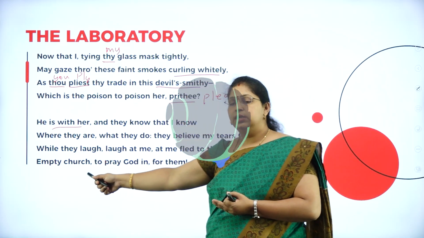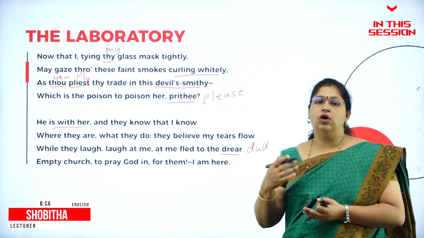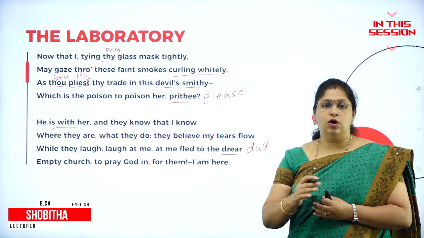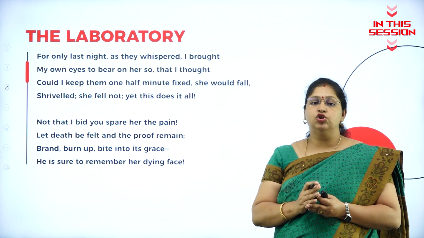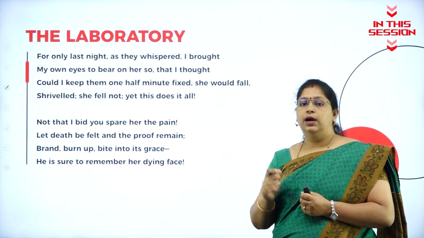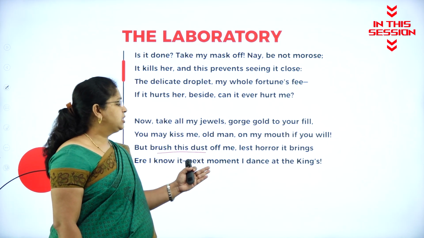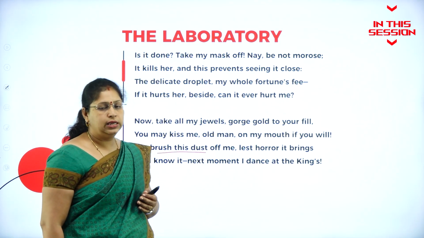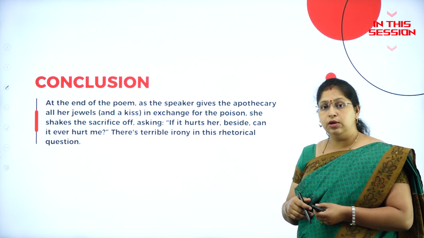She'll run to the empty church where she can cry and confess or ask God to solve her problem. When she is dying, when she is suffering, that face should be remembered by her lover. Once she is dead, after that, next moment I dance at the king's. She is asking, if it hurts her, can it hurt me also?